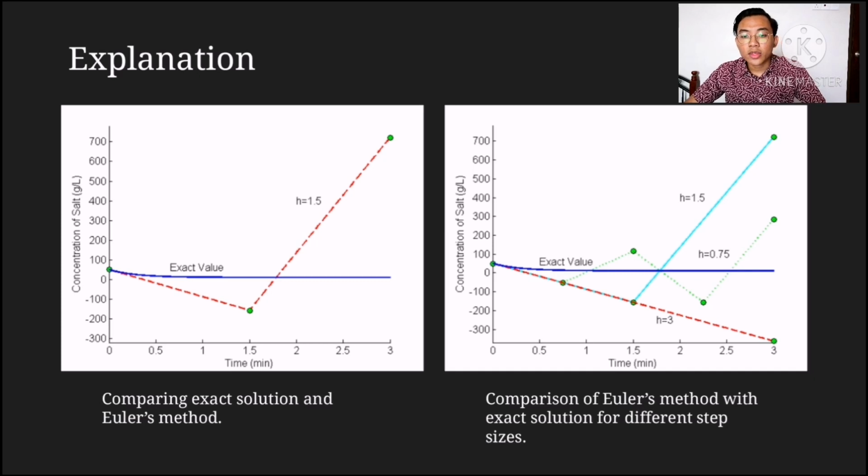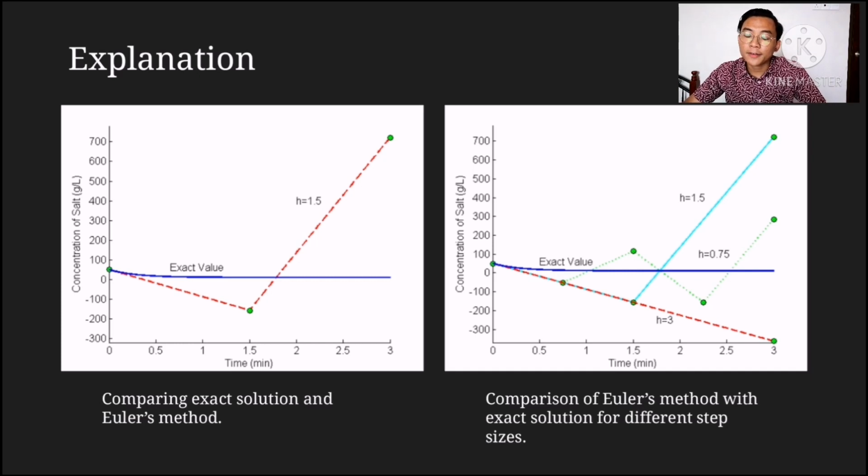So by applying a differential equation in this real life application in chemical engineering, we can compare the exact solution with the numerical solution from Euler's method for the step size of h equals 1.5, as given in the question. Looking at this graph, we can conclude that at time 3 minutes, the concentration of salt for the exact value is lower than the numerical solution that we find using Euler's method.